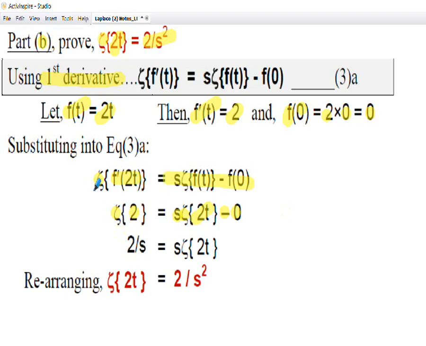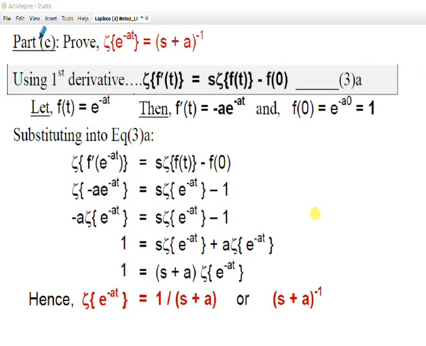On the left hand side I can write the Laplace of 2, being a constant, as 2 upon s from part A of this question, because in part A we showed that when you find the Laplace of a constant k, it becomes k upon s, so in this case the constant is 2, so it's 2 upon s, and that's equal to s times the Laplace transform of 2t. We're trying to find the Laplace transform of 2t, so in this case we will divide both sides by s, so we end up with 2 upon s squared, proving our original question.